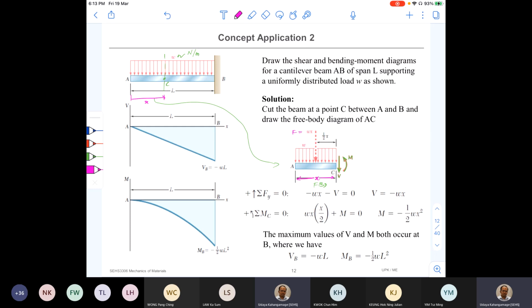And it is going to be applied through the centroid of the distribution. The distribution is a rectangular distribution, therefore this is the centroid here. The distance is X by 2.